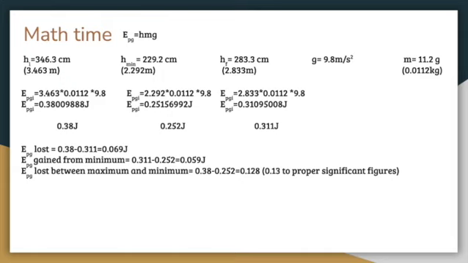And after that, I calculated the amount of gravitational potential energy that was lost between the maximum and minimum. So this is that first stoop, starting at the maximum value at the very beginning and ending at the minimum value in the middle. I just subtracted the minimum value from the maximum value, and that turned out to be 0.128 joules, or in proper significant figures, 0.13 joules.